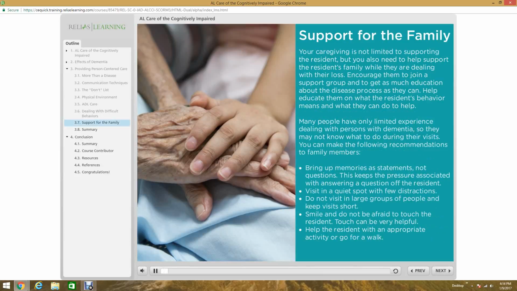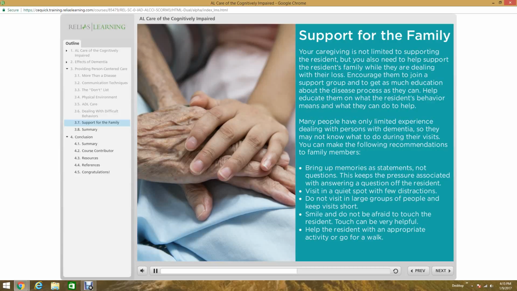Support for the family. Your caregiving is not limited to supporting the resident, but you also need to help support the resident's family while they are dealing with their loss. Encourage them to join a support group and to get as much education about the disease process as they can. Help educate them on what the resident's behavior means and what they can do to help. Many people have only limited experience dealing with persons with dementia, so they may not know what to do during their visits. You can make the following recommendations to family members.